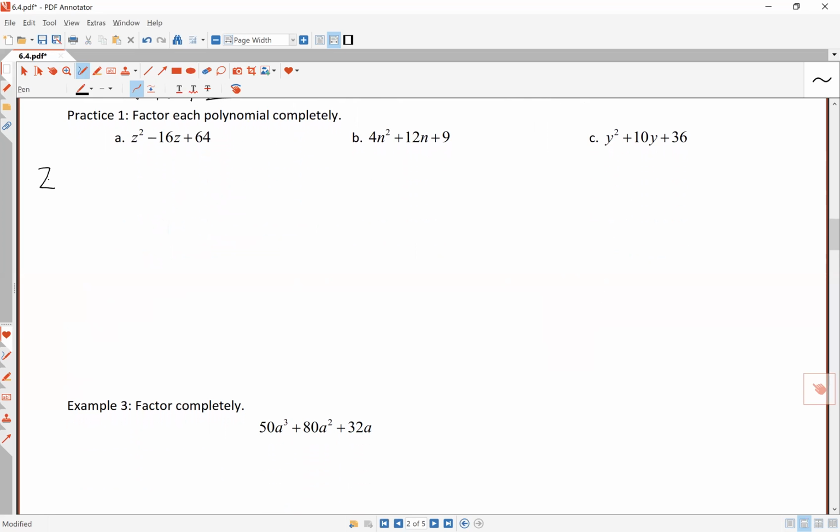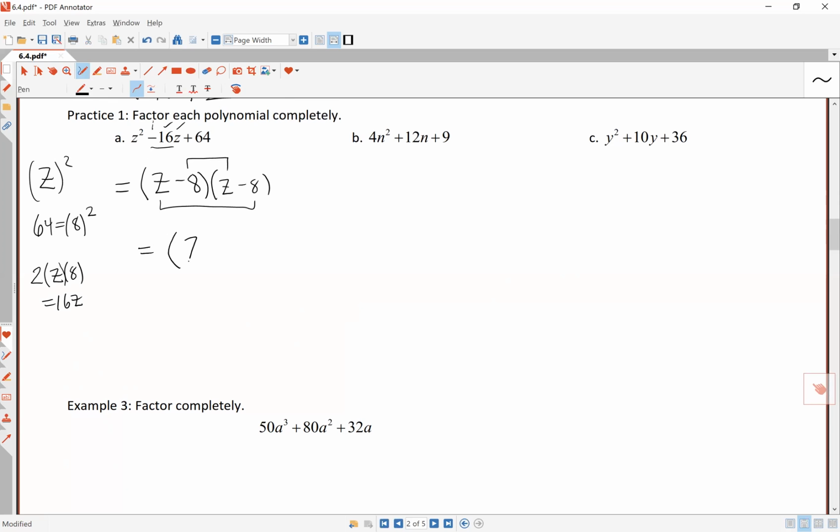We look at the first term and we see it's z squared. The last term is 64, which is 8 squared. We check the middle piece, 2 times z times 8, which is 16z. That means this is a perfect square trinomial. Because it's a minus sign, we're going to use z minus 8 and z minus 8. The middle term is negative 8z minus 8z, which is negative 16z. This tells me that it's z minus 8 squared.